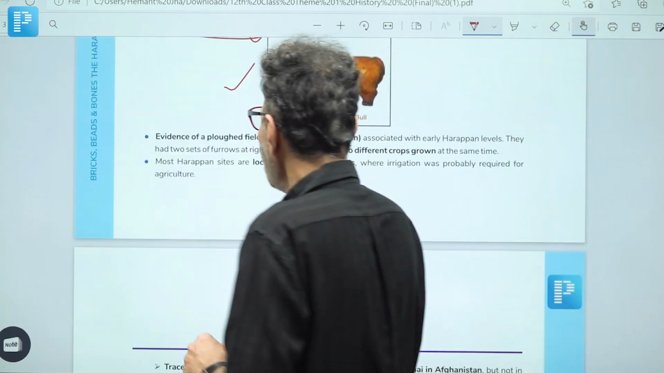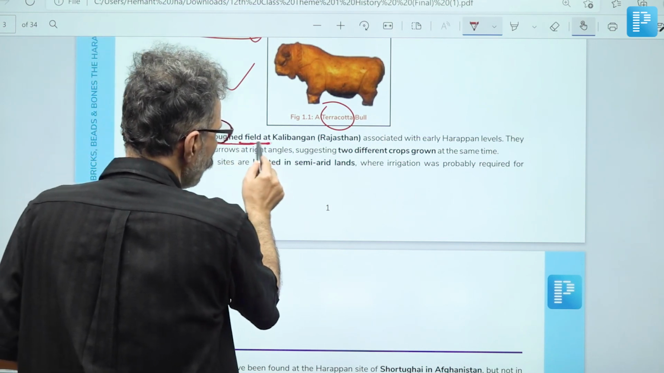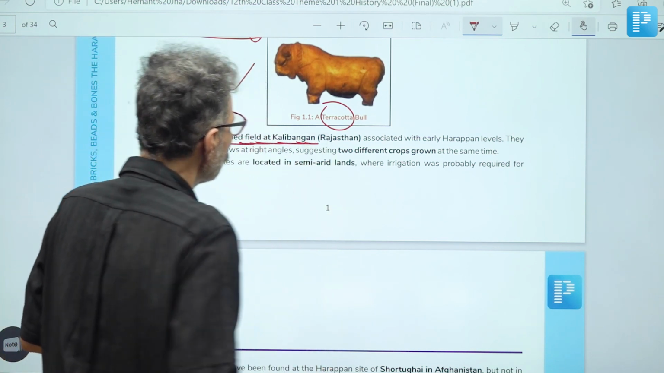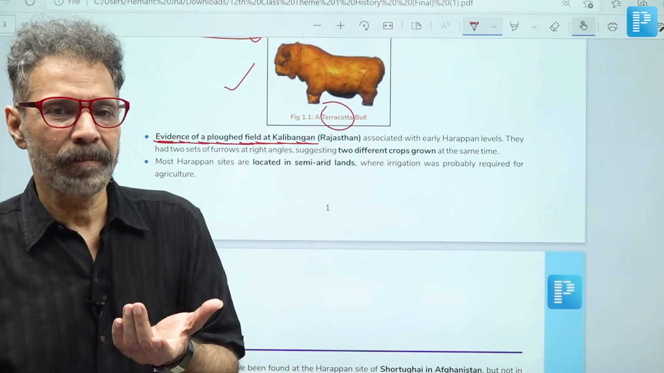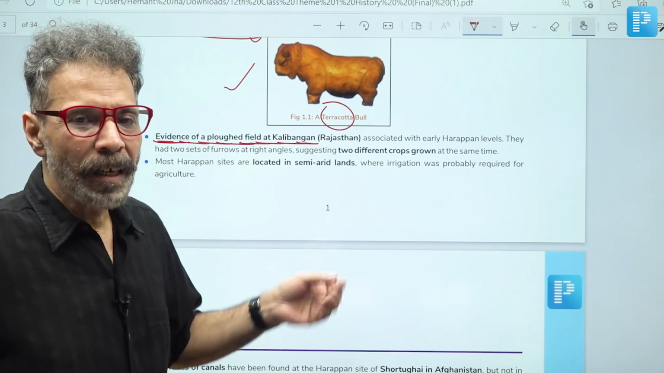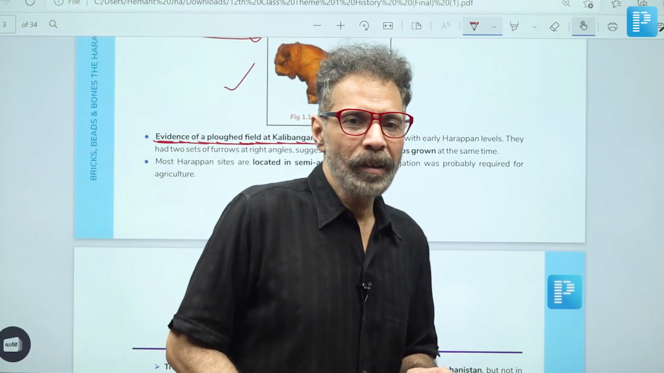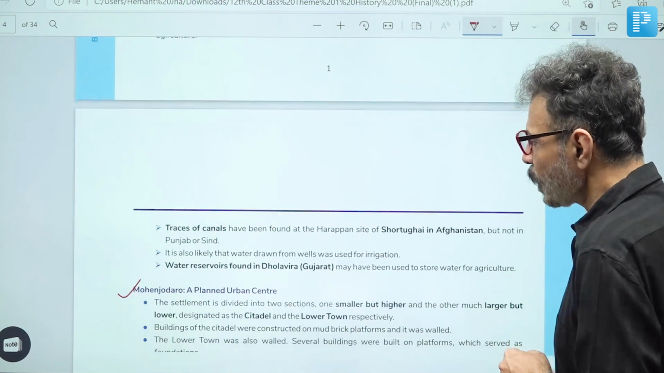Similarly, evidence of a ploughed field at Kalibangan, Rajasthan. There is another very significant piece of information. This is again an indication of the practice of ploughing. I'm showing you some more.